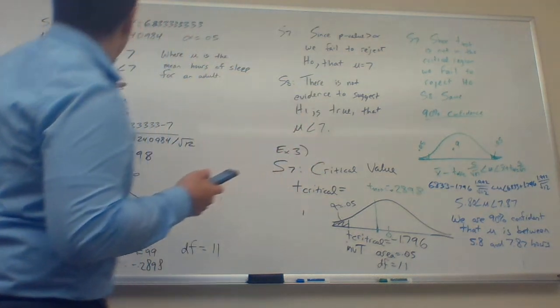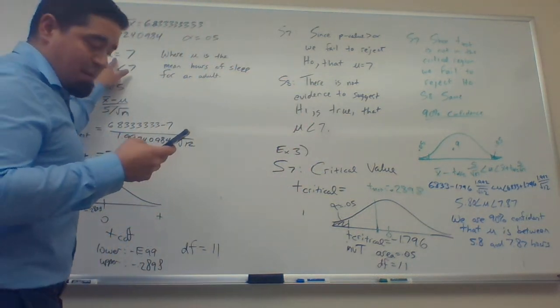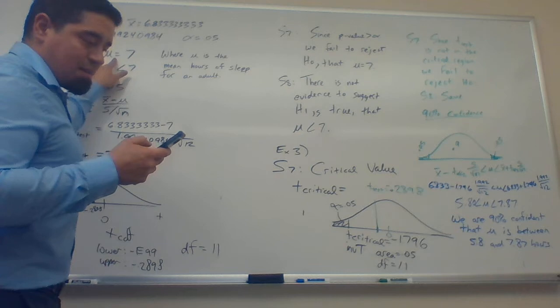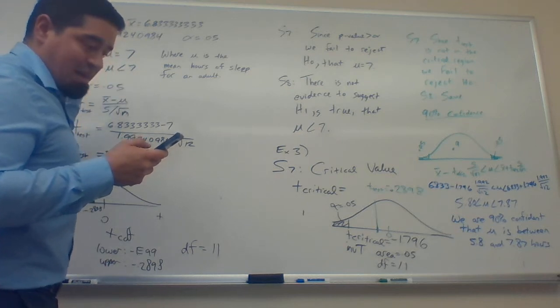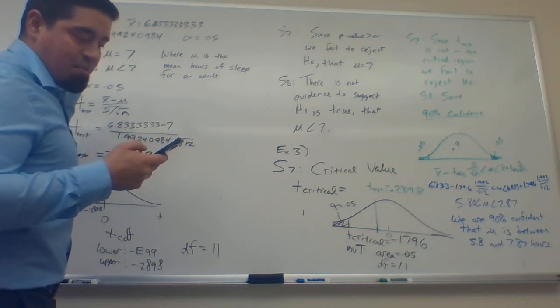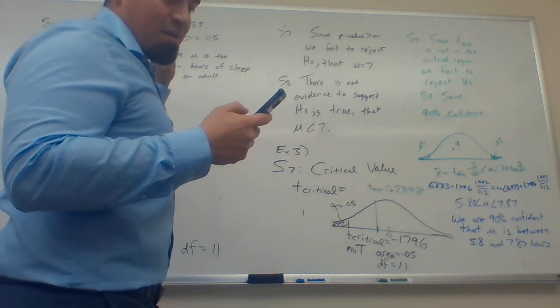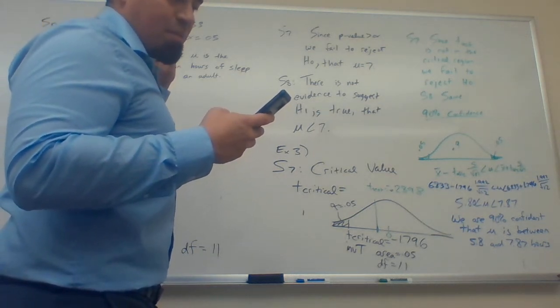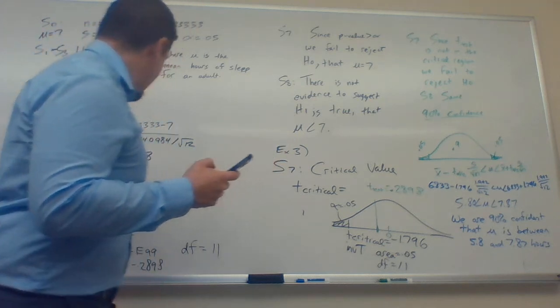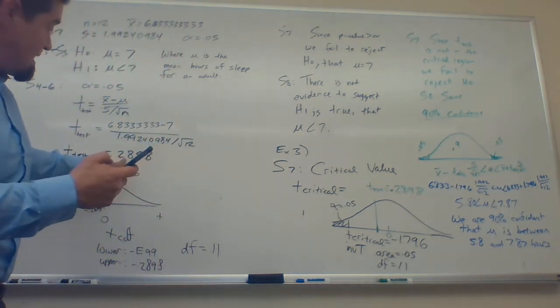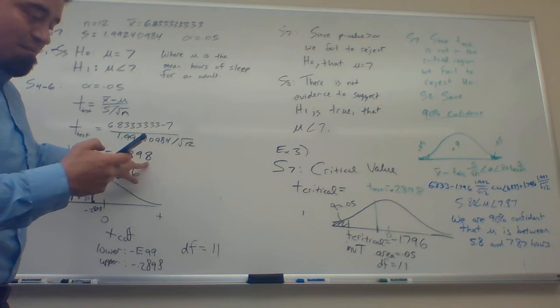You would have to input mean of 7. Your list is L1, and this is a left-tailed test, so you have to put less than mu sub naught, and then all you do is calculate. And if you push calculate, you should get negative 0.2898 for your t, rounded.